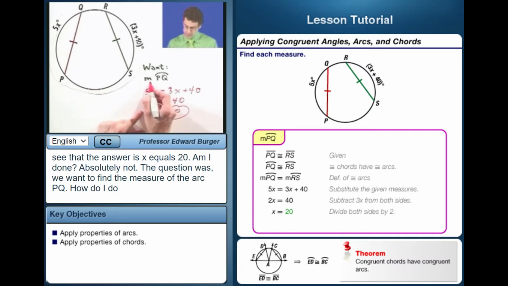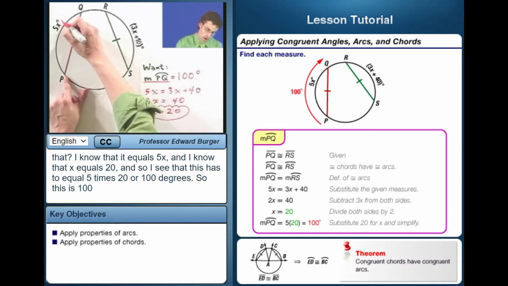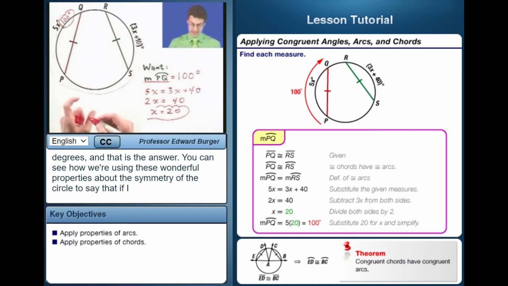The question was, we want to find the measure of the arc PQ. How do I do that? Well, I know that it equals 5x. And I know that x equals 20. And so therefore I see this has to equal 5 times 20, or 100 degrees. And so this is 100 degrees. And that is the answer.